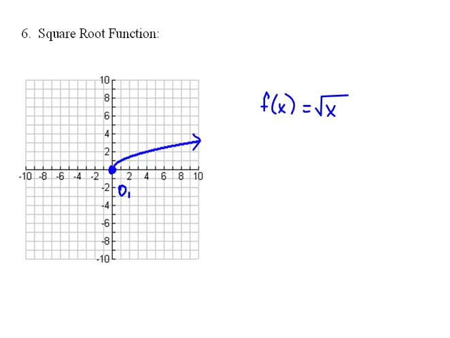There are some points like 0, 0, or 4, 2, that's a nice point. Or 9, 3 is a nice point. Now again, we're finding those very easily by taking the square root of whatever the x value is. If our x value is 9, we take the square root of 9. So the square root of 9 would be 3. So the y value is 3.